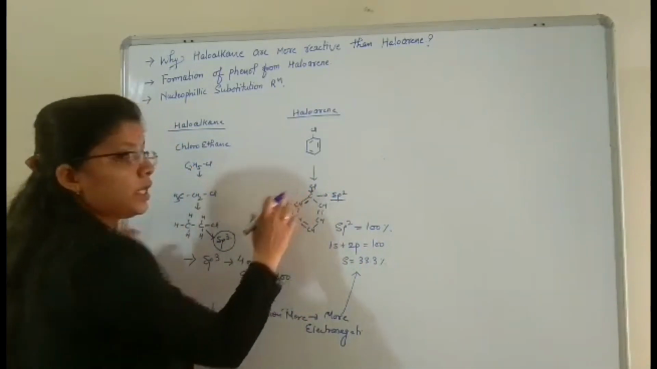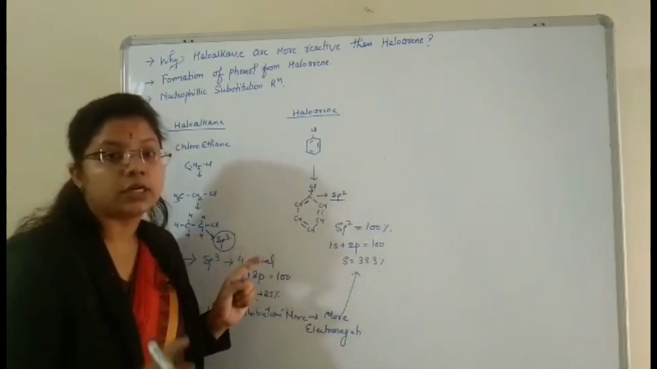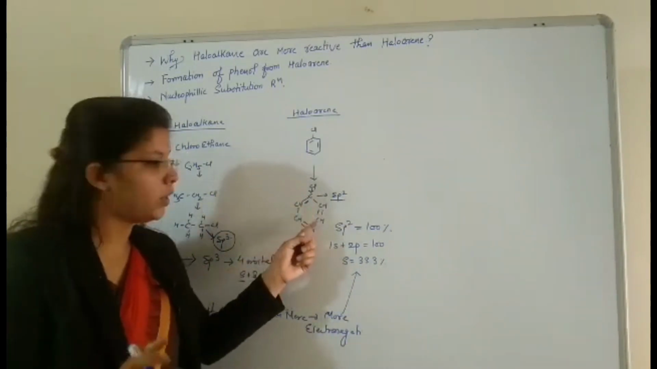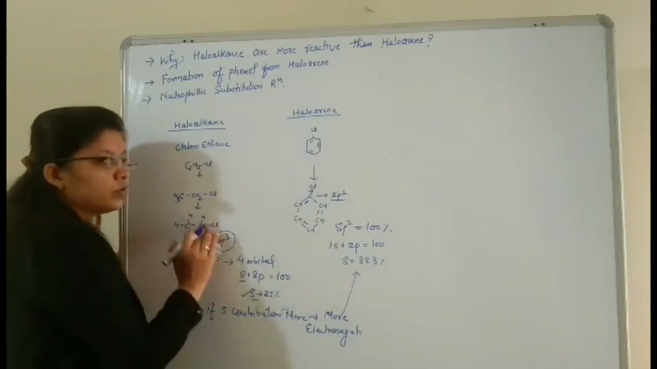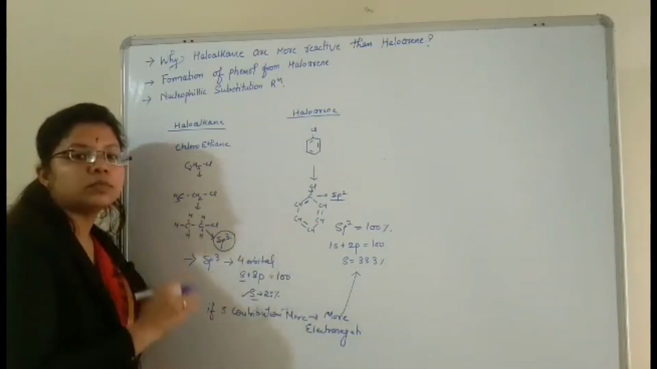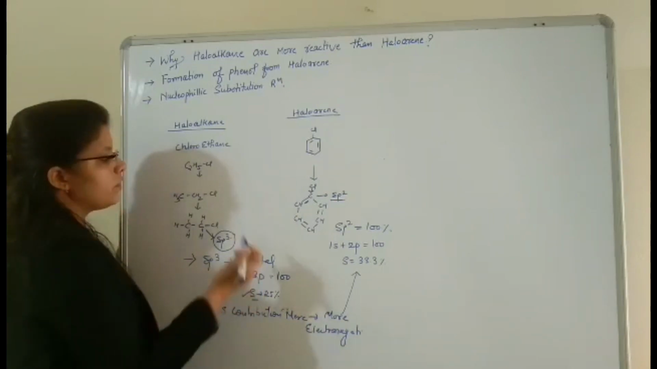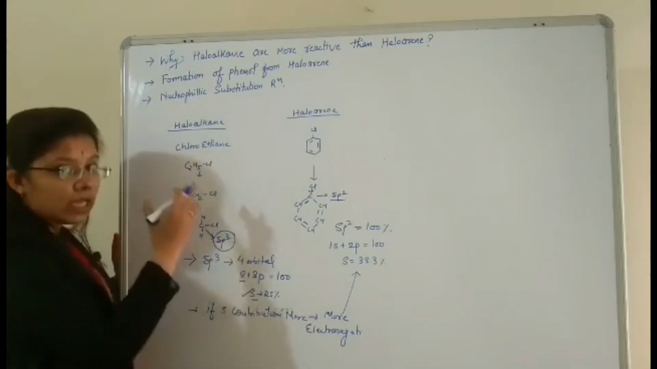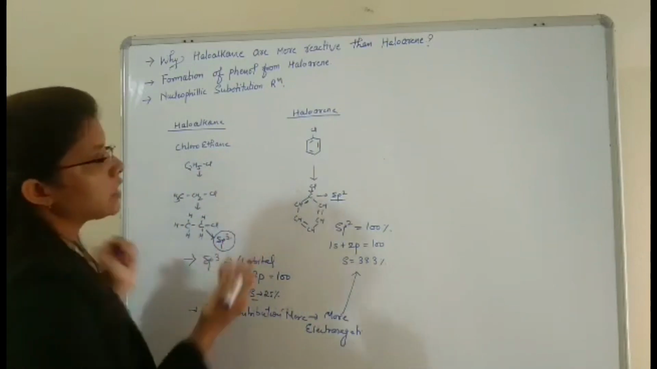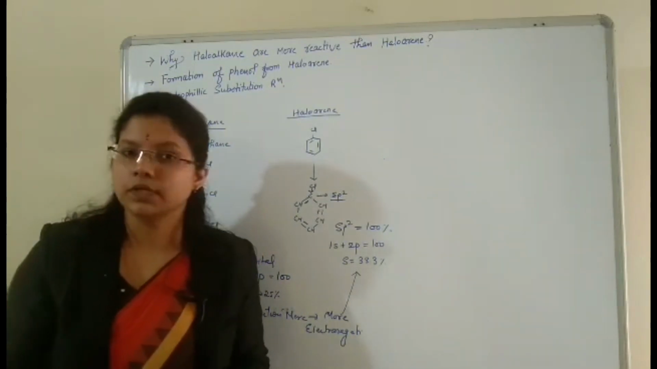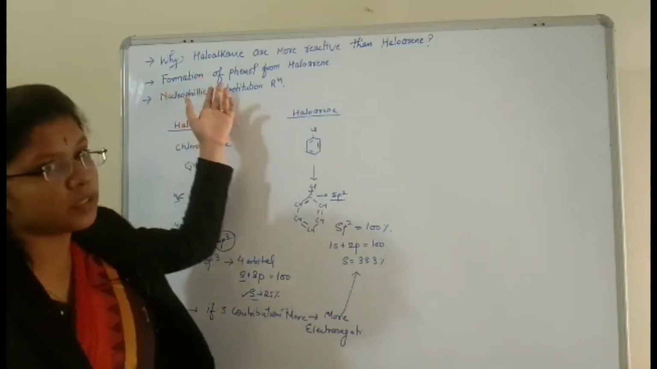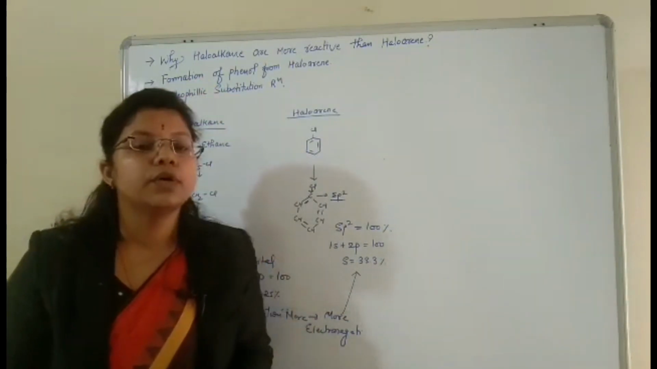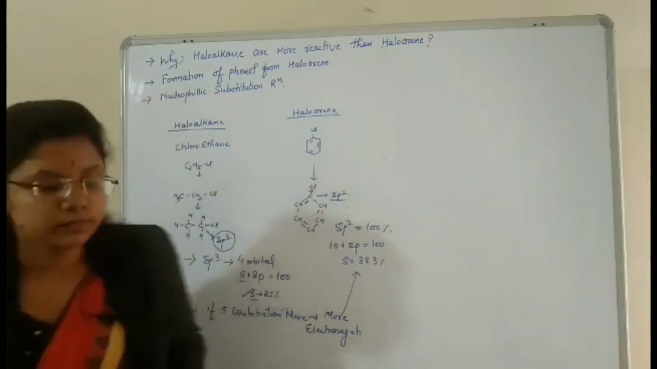So this chlorine cannot be easily removed from this compound, but here this carbon is less electronegative, so this chlorine can be easily removed from this compound, right? So that's why we can tell that haloalkanes are more reactive as compared to haloarenes. Clear? Now come to the next topic, how we can prepare phenol with the help of haloarenes.